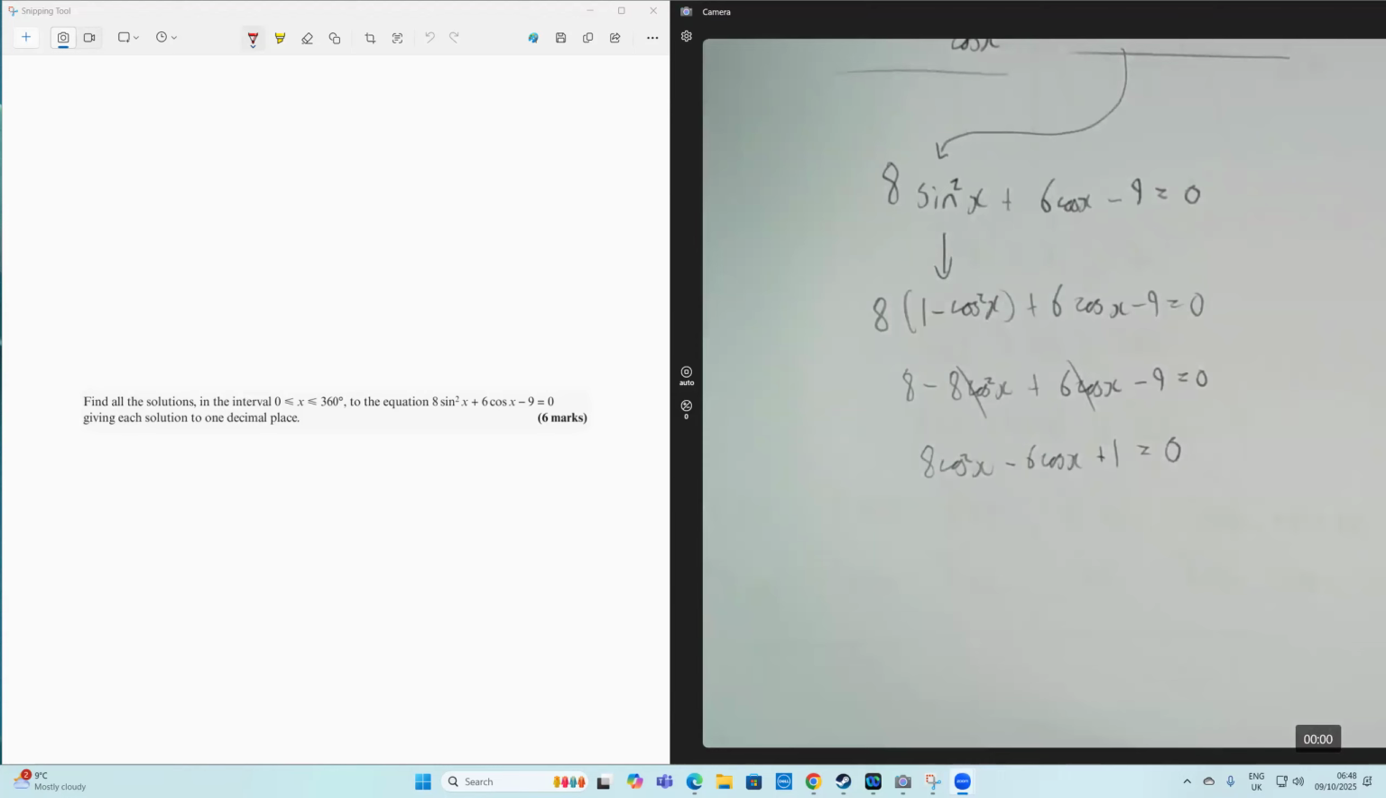Okay. Now we can factorize this in the normal way. There are different ways of factorizing it. You can either do it by inspection, you can do it by the quadratic formula, or you can do it by putting it into your calculator, getting the solution and reverse engineering the bracket. I think that's quite a useful thing. Let me just show you that method.